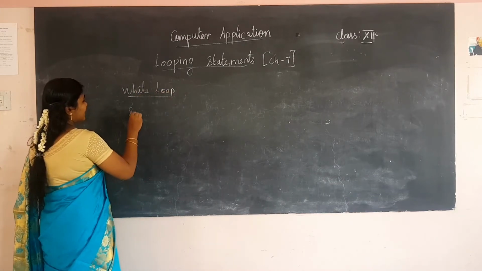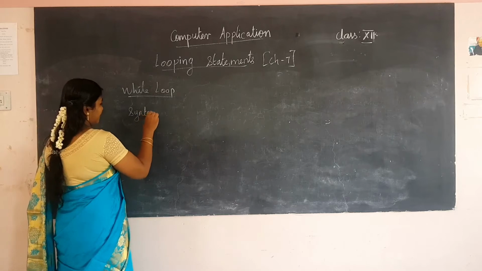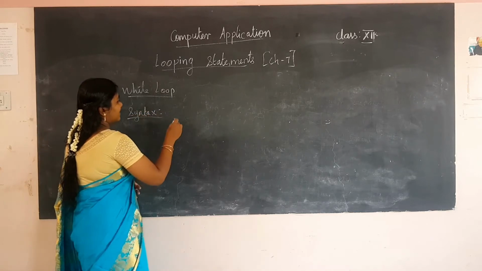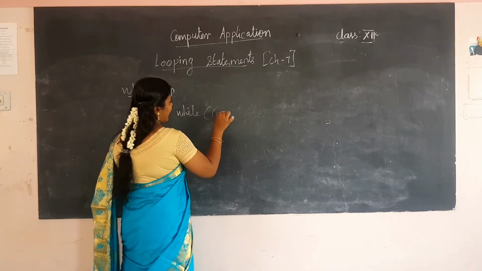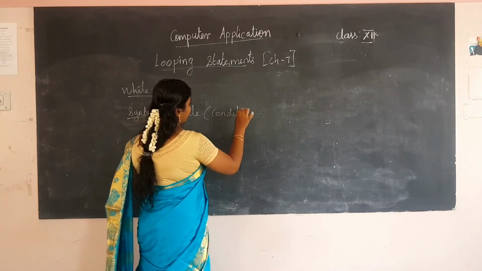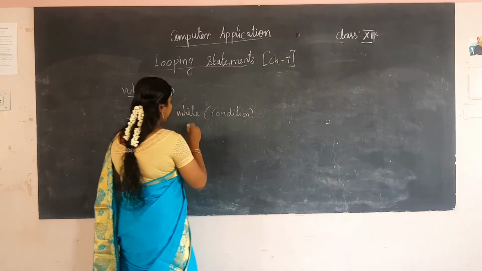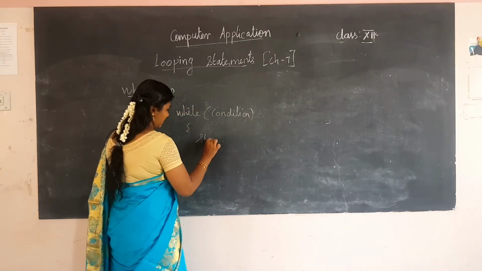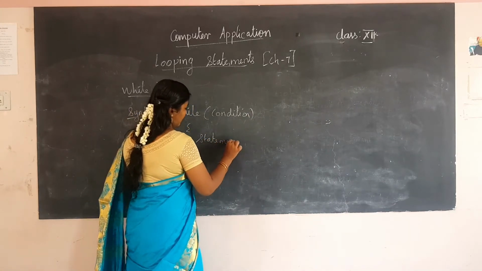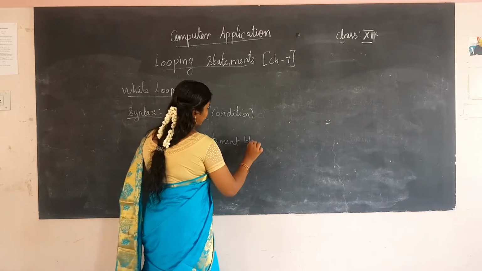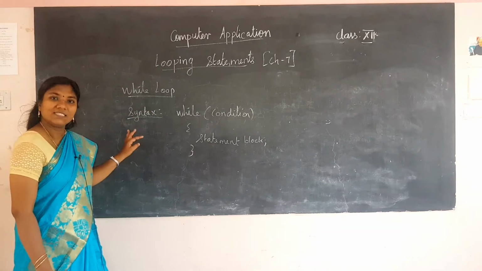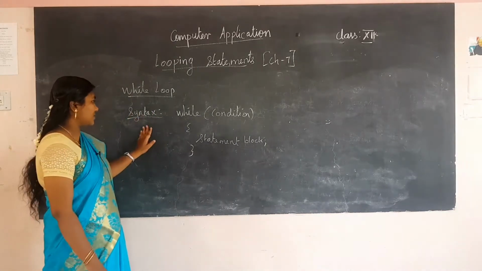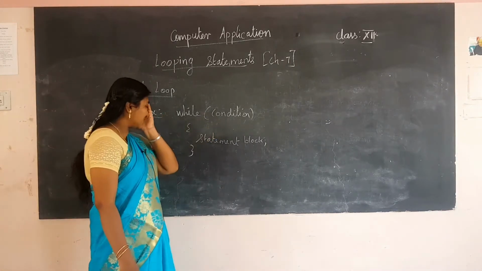So let us see the syntax for it. What is the syntax? While is the keyword, and in brackets you will be giving the condition, and then the statement block, or the code to be executed. So this is the syntax for the while loop. The syntax is while, condition, statement block.